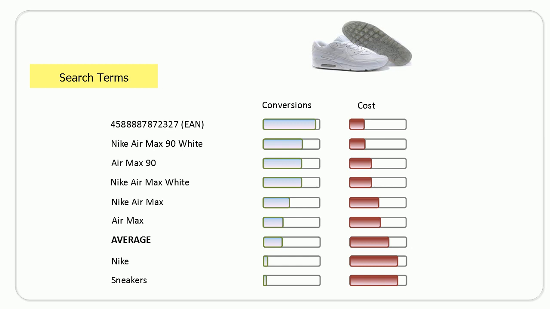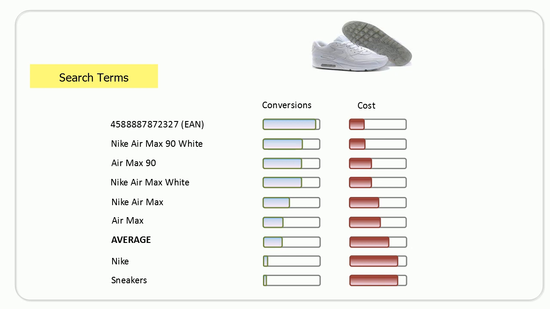Then after some time we take a look at the results and we see that the following terms showed up for our product. On the top you see the EAN, which is the article number. Then you see that it's getting less and less specific if you go down the list. For example, we start with very specific keywords like Nike Air Max 90 white, and on the bottom of the list you see keywords like Nike and sneakers. On the right hand side you see the conversions and the cost for each of these terms.